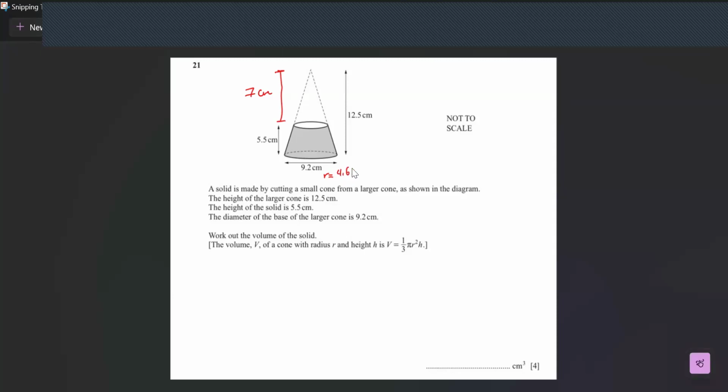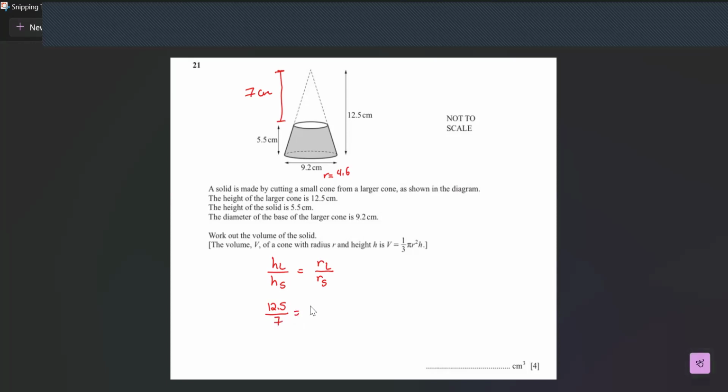I want the volume of the solid. So I will get the volume of the larger cone, subtract from it the volume of the small cone. What's missing here? The radius of the small cone. How to get the radius of the small cone? Ratio. Yes, ratio. Look here, the height of the larger divided by the height of the small equals the radius of the larger over the radius of the small. What is the height of the larger? We said 12.5. And what is the height of the smaller?